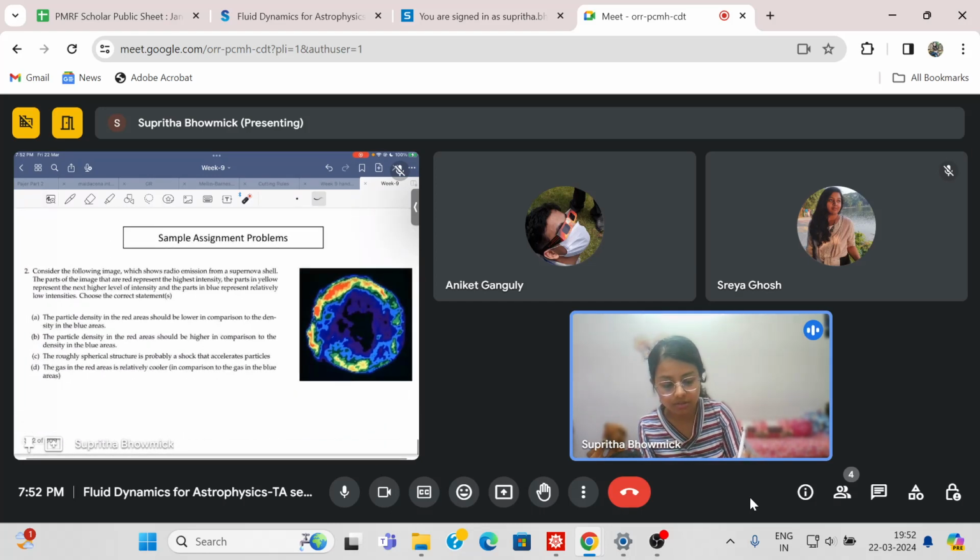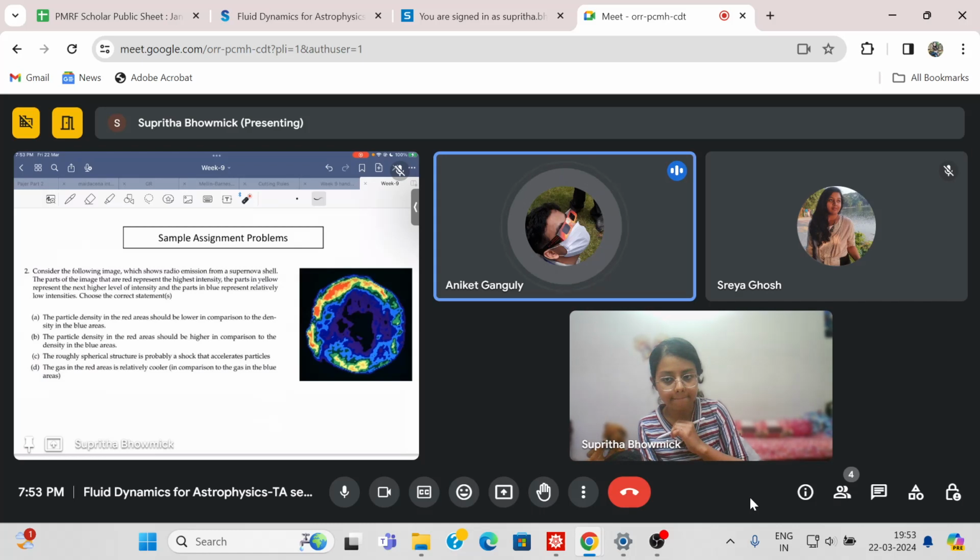Alright. Once again, this image was shown in the class. This is radio emission from a supernova shell, right? The red parts are the most intense radio waves, and as the color fades from yellow to green to blue, the intensity falls, and we have to choose the correct statements. A tells you that the particle density in the red regions should be lower as compared to the blue regions. B tells you particle density in red regions should be higher as compared to the blue regions.